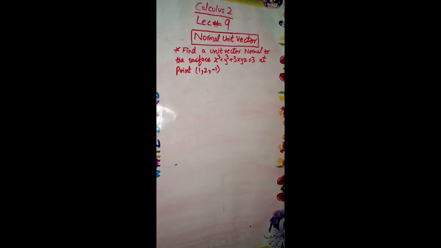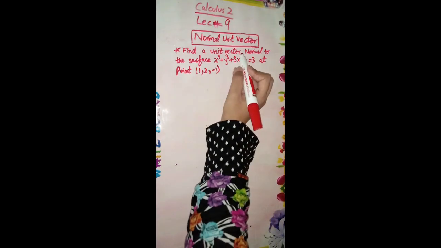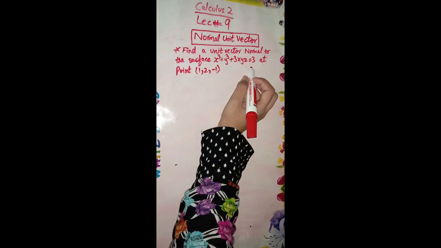Bismillahirrahmanirrahim. Today we will start our 9th lecture of Calculus 2. In today's lecture we will see how we can find a normal unit vector. Basically we have to find a unit vector which should be normal to our given surface.